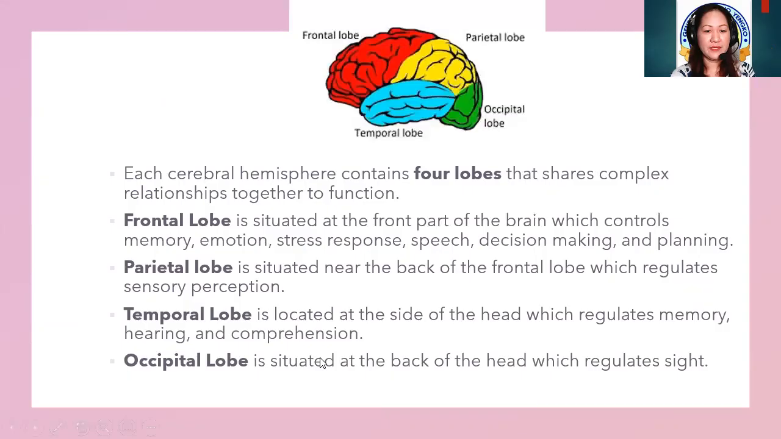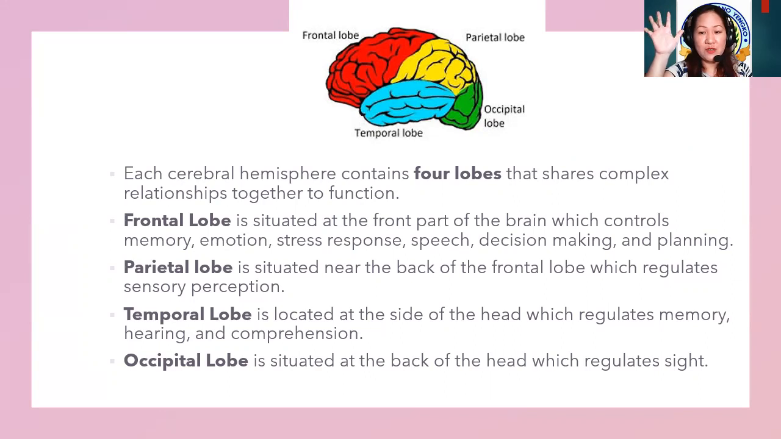So, moving on. Each cerebral hemisphere contains 4 lobes that share complex relationships together to function. So what are the 4 lobes? We have the frontal, parietal, temporal, and the occipital lobe. Okay, isa-isahin natin. The frontal lobe is situated at the front part of the brain, which controls, ano yung function niya? Frontal lobe is responsible for memory, emotion, stress response, speech, decision making, and planning.